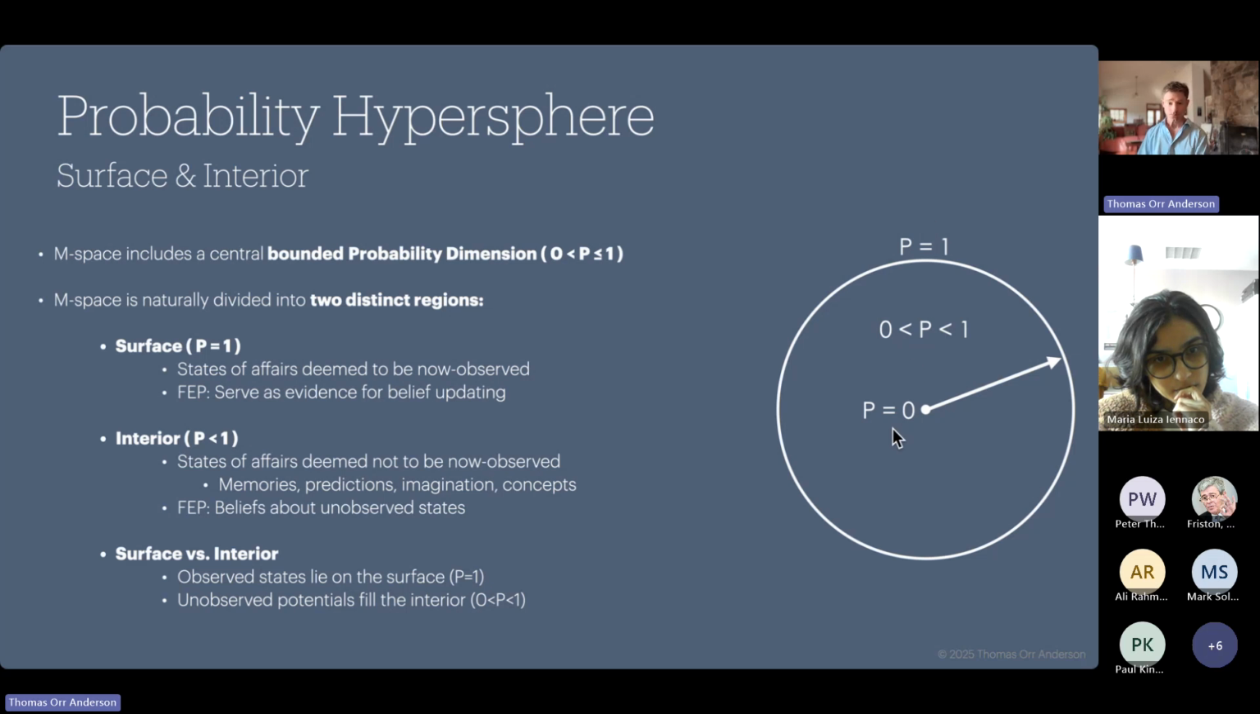equals 0. So this is very naturally divided into two distinct regions: the surface at p equals 1, which would be states of affairs deemed by the agent to be now observed, which would serve as evidence, of course, for belief updating. And the interior, states of affairs deemed to be not now observed, such as memories, predictions, imaginations, concepts. These would be essentially beliefs about not now observed states.